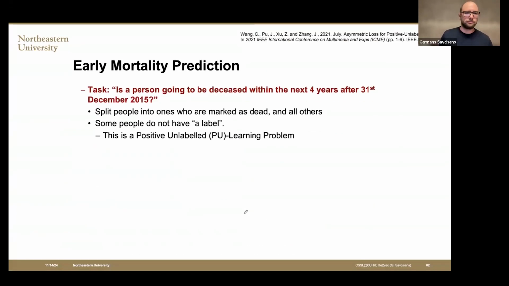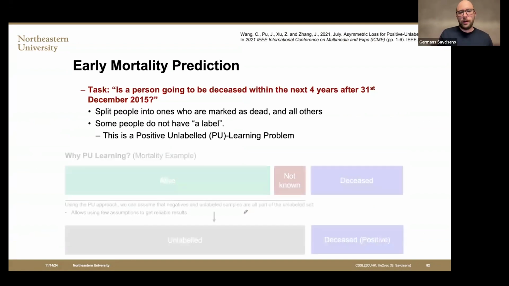One of those tasks that was mentioned in the media a lot was the early mortality prediction. So the idea was that we provide the sequence to the model and we ask it, well, is the person going to die within the next 4 years after this specific date? And the model could provide either yes or no.